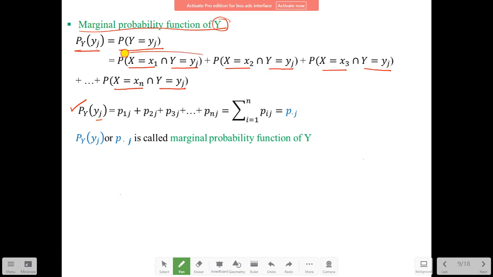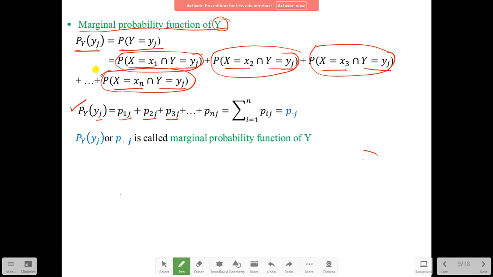that is, this expression is denoted by p1j, this expression is denoted by p2j, this expression is denoted by p3j, and this expression is denoted by pnj, and in the summation form, i equal to 1 to n of pij, and this summation is denoted by p dot j. So here pY(yj) or p dot j is called the marginal probability function of the random variable Y. So this is the definition of the marginal probability function of random variables X and Y.